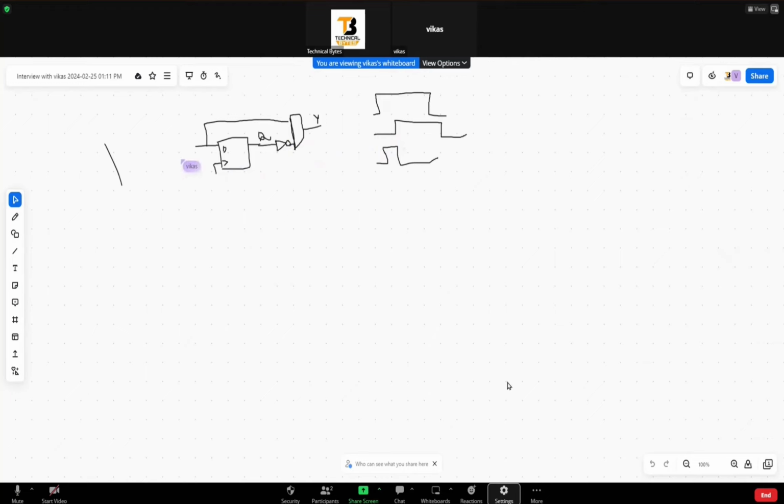Basically, whatever the input is, I'm registering it with one clock cycle delay, and I'm using the current input. Correct. Okay.